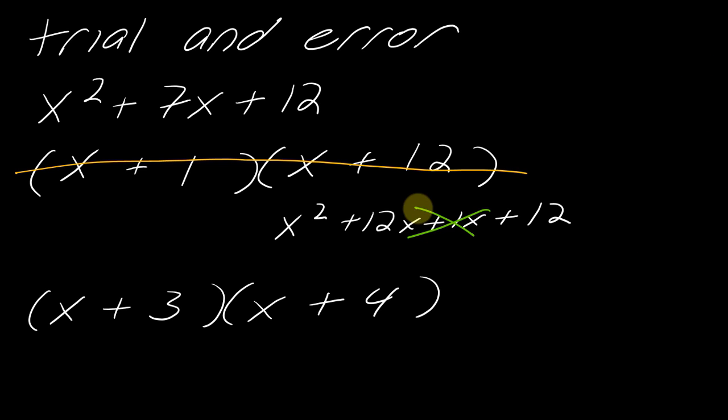So sometimes you might make wrong guesses. That's why it's called trial and error. But usually when you have the x squared, this is a very quick process to think through. So if I just want to check this in my head, there's my x and x, there's my x squared, 3 times 4 is the 12, and then I've got 3x plus 4x, that'll give me 7x, so that's the right answer.